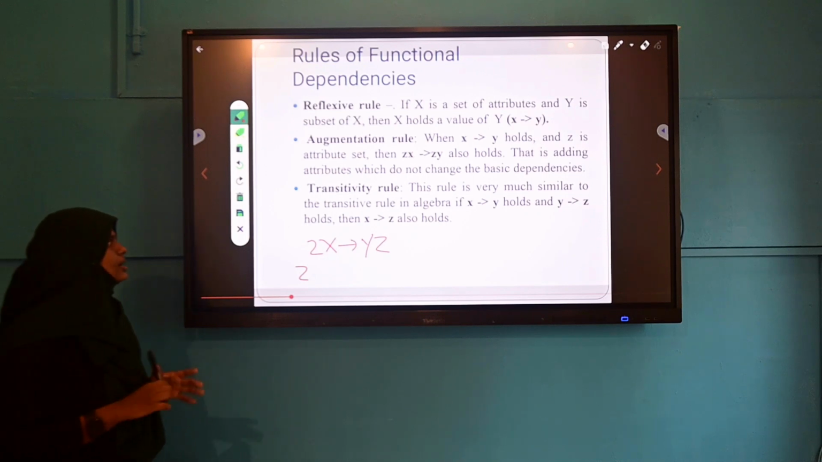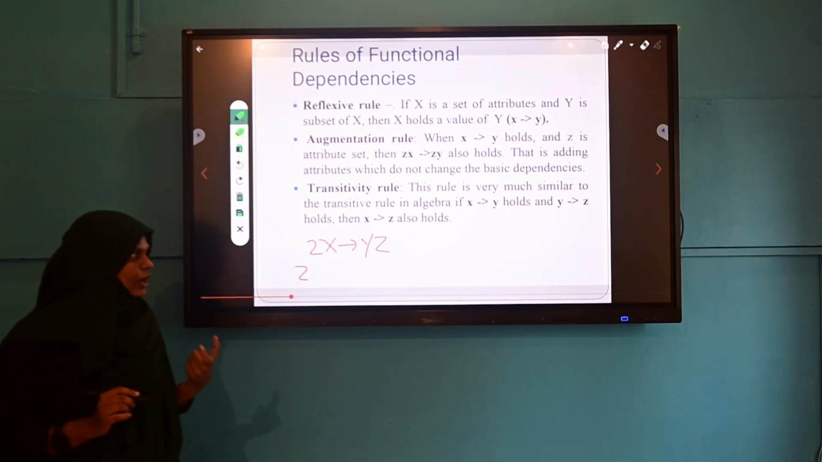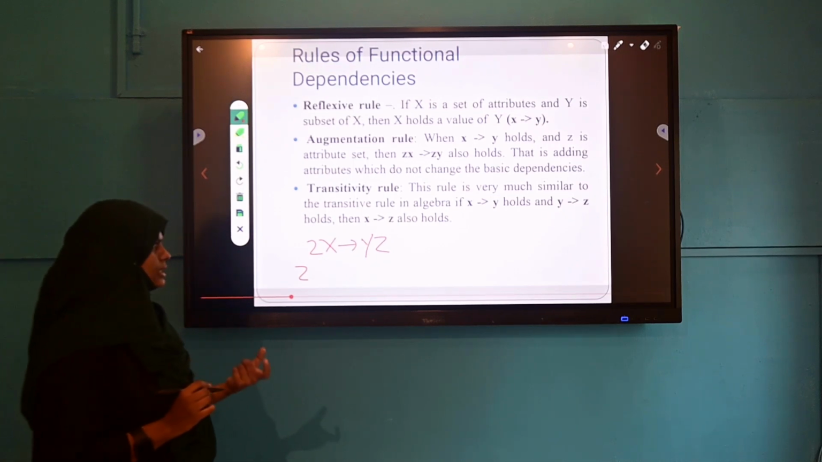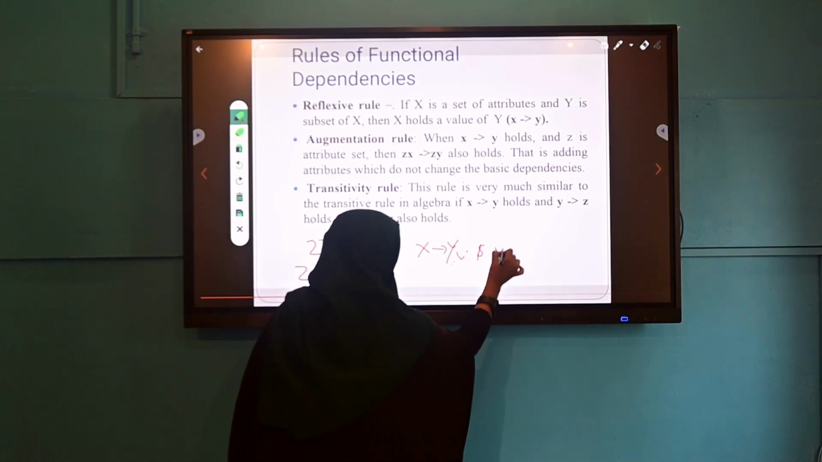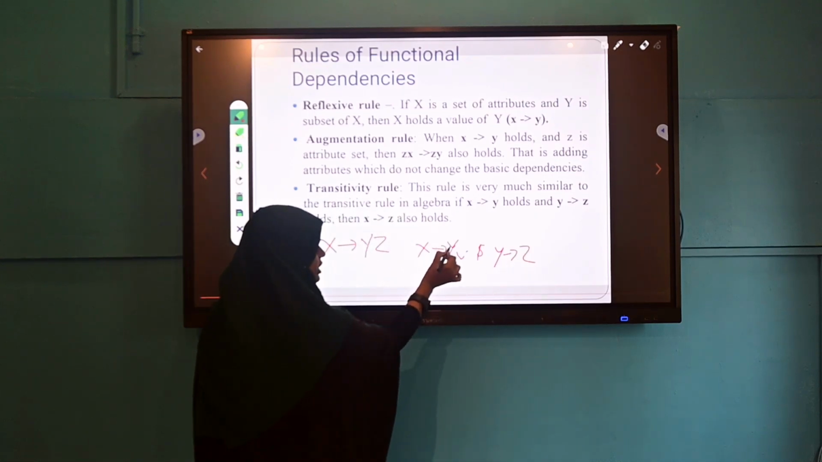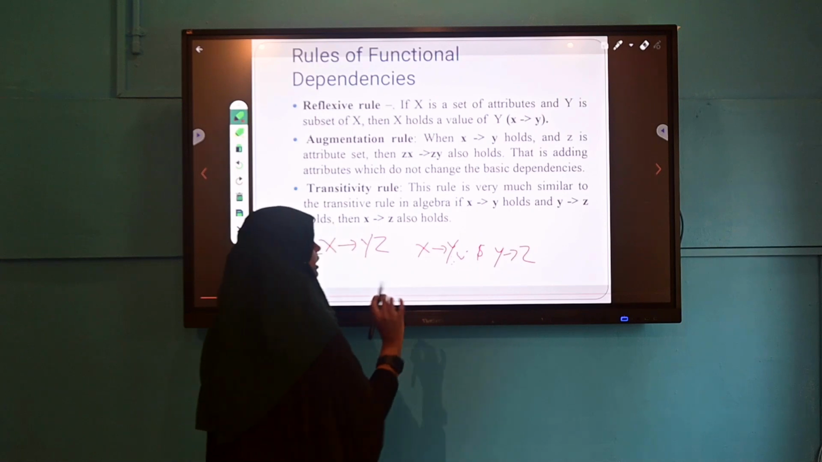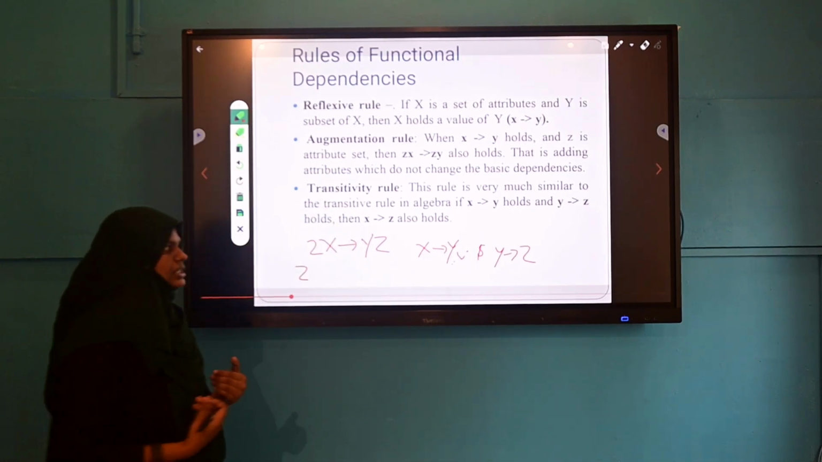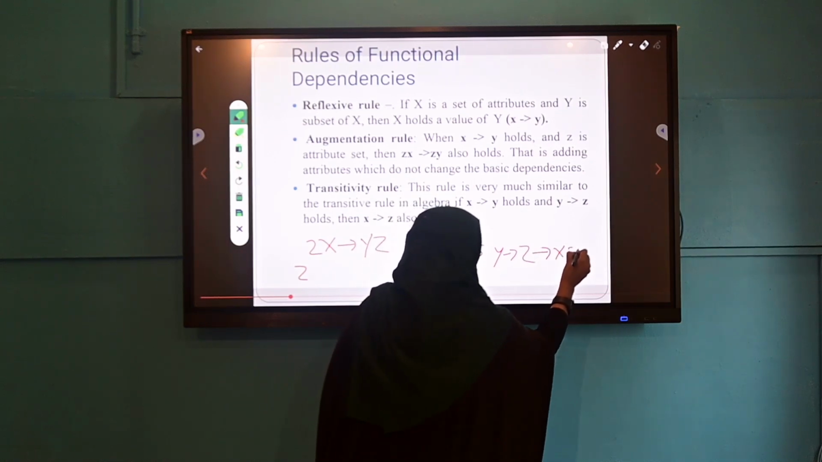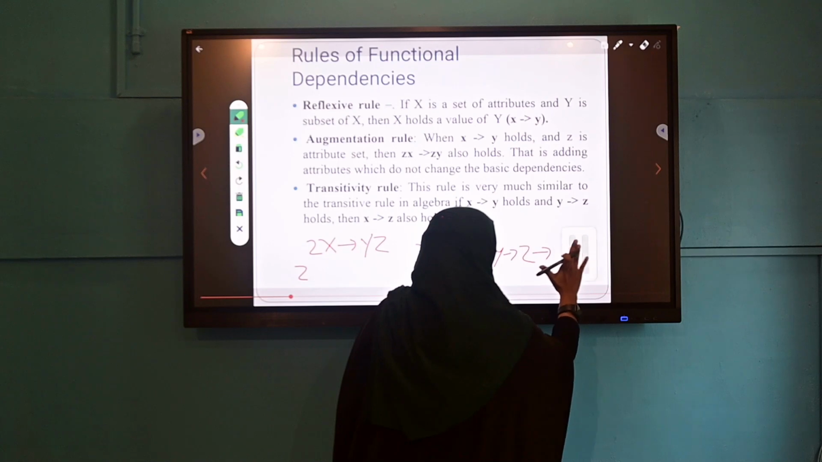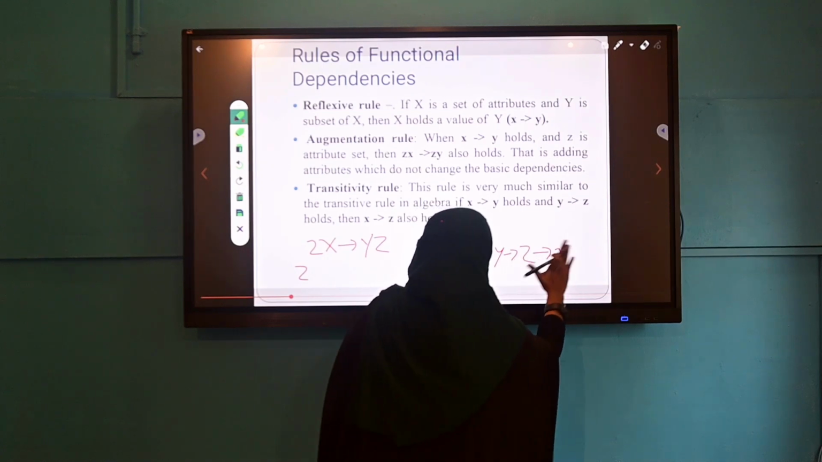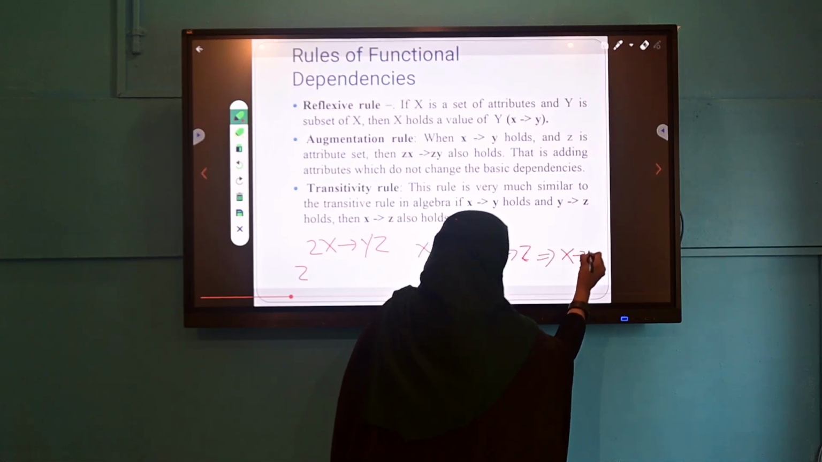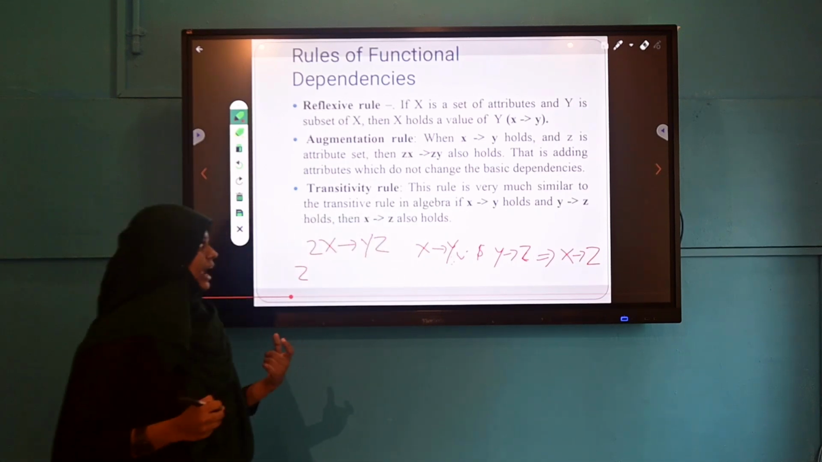Then next one, transitive rule. Transitive rule means if we have two functional dependencies, X gives Y and Y gives Z, that means X gives Y and the same Y gives Z. From this we can infer another functional dependency, X gives Z. X gives Y gives Z, which implies X gives Z. This is known as transitivity rule.